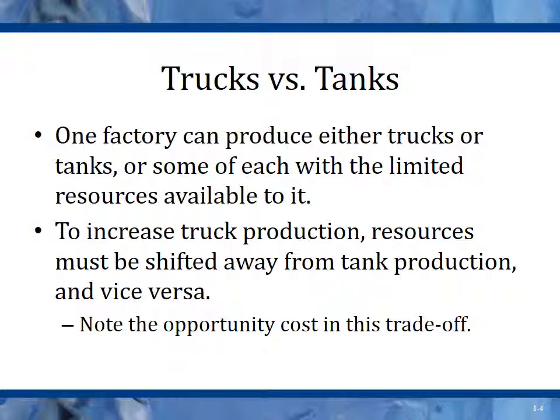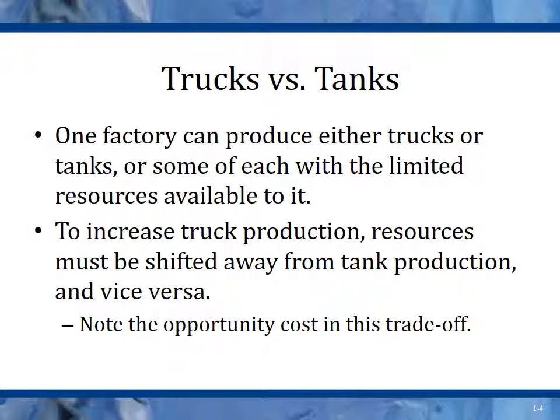So you can only make so many trucks and so many tanks. And if you want to make more tanks, you have to make fewer trucks. You want to make more trucks, you produce fewer tanks. Now this is a very common problem with production. Of course, you could always build a separate factory to produce just tanks and then another one to produce just trucks so you can produce more of both. But maybe you don't have the money to do that. So this is a decision that companies make all the time.